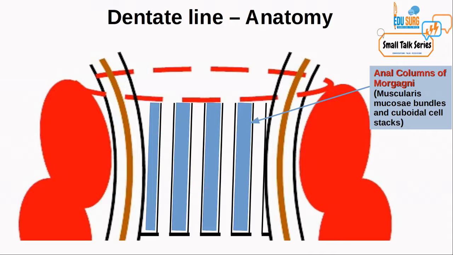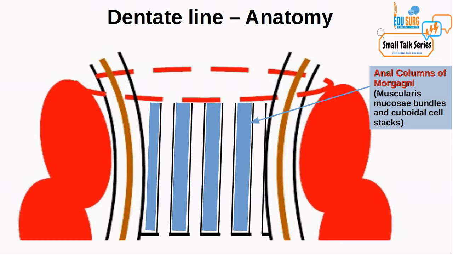verge, right? So anal columns of Morgagni are muscularis mucosae bundles with cuboidal cell stacks, and as you can see there is some space between the anal columns of Morgagni. So let us now see what that space contains.